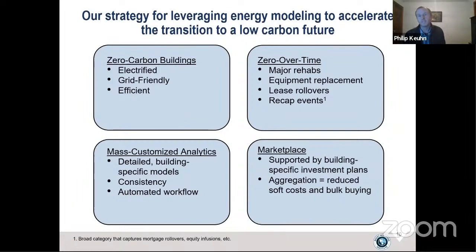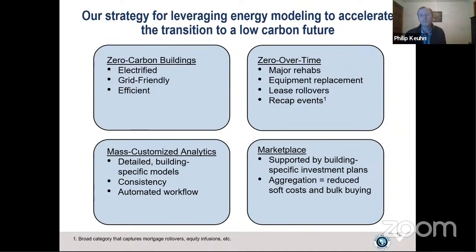and then efficiency. But I think efficiency in this context is different than at least I used to think about it, which is efficiency helps with the grid-friendly aspects because it flattens out the curve, and it also makes the zero carbon bundles more cost effective. But efficiency for efficiency's sake is maybe less important than it was in like a previous paradigm.